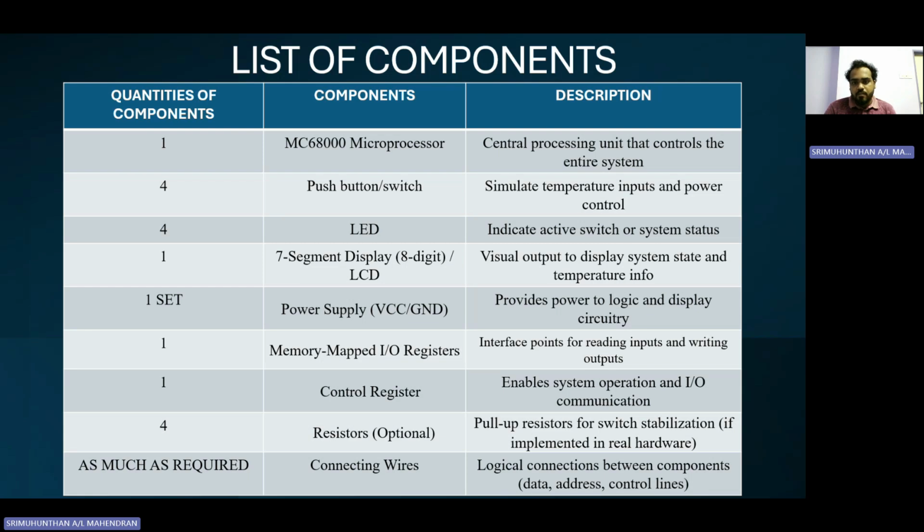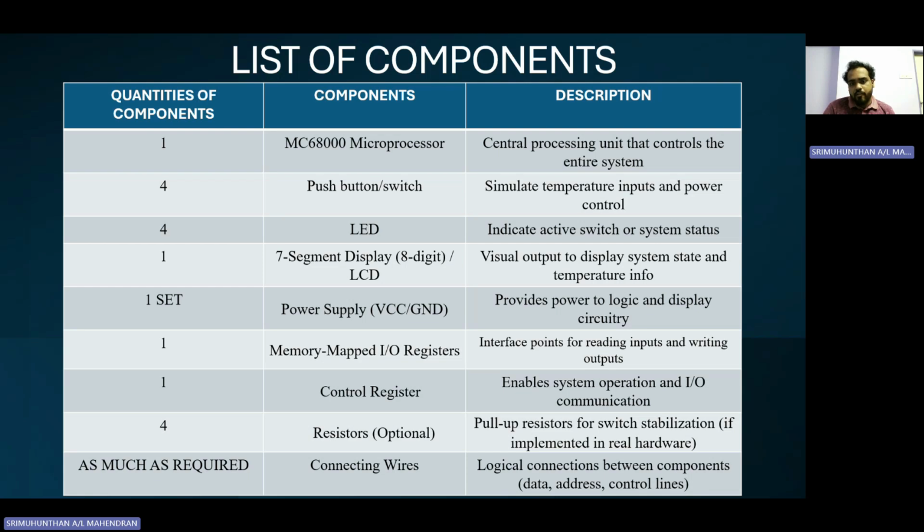Then one 7 segment display or the 16 times 2 LCD, as in the schematic diagram, is used, connected in 8-bit mode, for visual output to display the system state and temperature info. Then one power supply set, the LM7805 regulator, for the VCC and ground terms, to provide power to the logic and display circuitry.